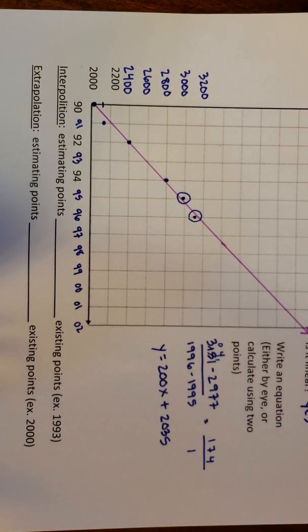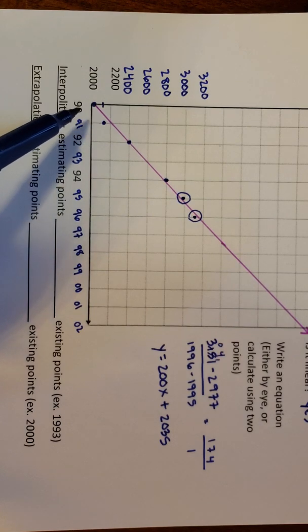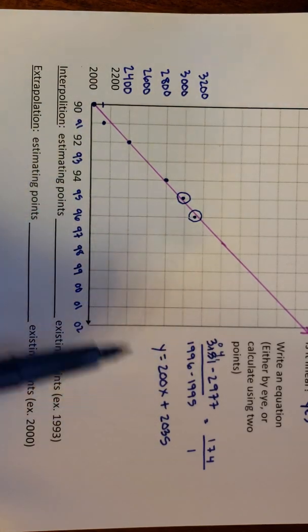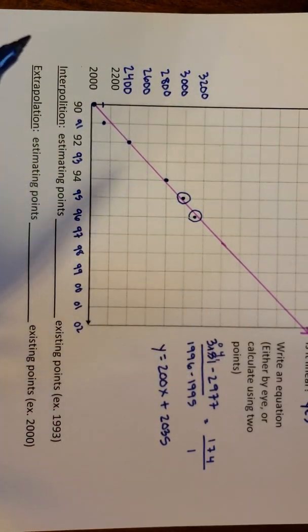So basically what that means is since 1990, off of a base of $2,000-ish, there's an increase of about $200 every year.